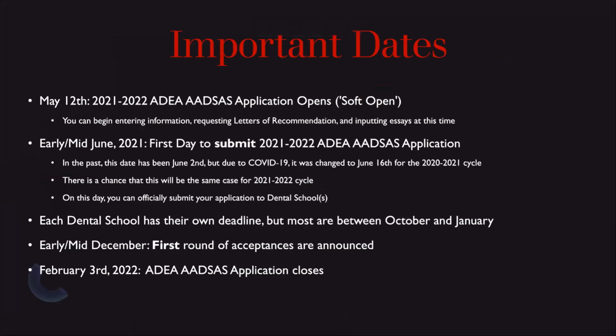Okay, so just some important dates to begin with so that you have a rough timeline in your mind as you begin this process. On May 12th, you can begin entering information, requesting letters of recommendation, and inputting essays. This is called the soft open because the application is open, but you can't submit or do anything beyond just entering information until early to mid-June. At that point, it will be the first day that you can submit the application.